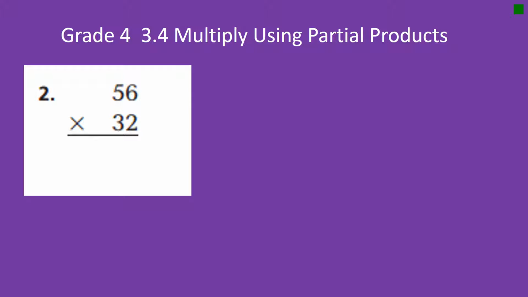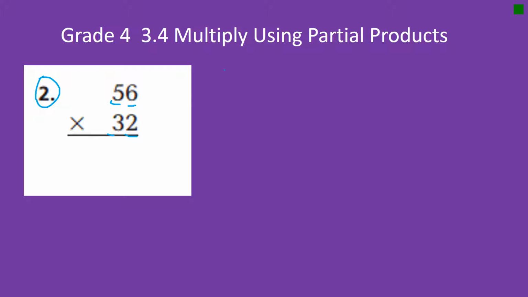Hey boys and girls, here we are, Chapter 3, Lesson 4, Multiply using partial products. Okay, let's take a look at number 2. We have 56 times 32. So we're multiplying a 2-digit number, 56, by another 2-digit number, 32.